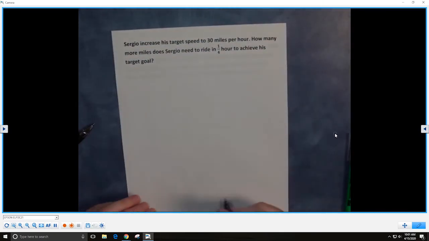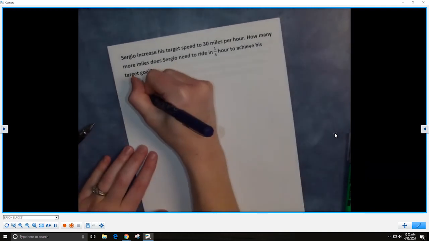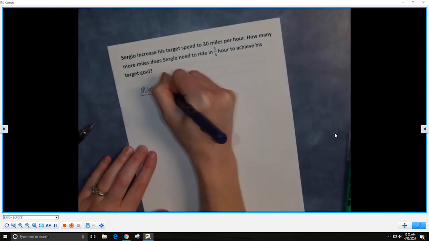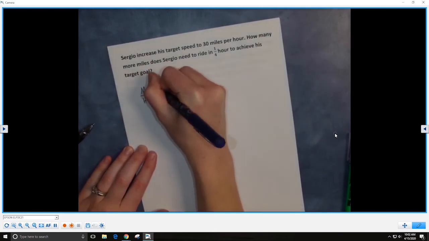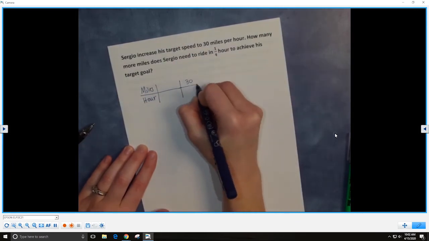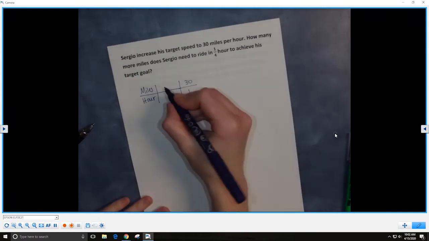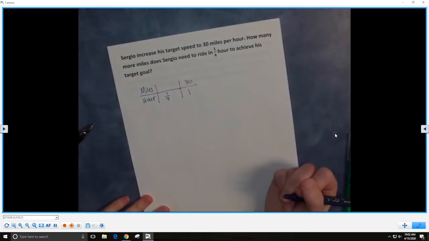Sergio increases his target speed to 30 miles per hour. How many more miles does Sergio need to ride in 1/4 of an hour to achieve his target goal? Well, I'm going to set up a table. You can do this whichever way you choose. So we're talking about miles, and we're talking about hours. Well, we know that he can go 30 miles in 1 hour. But we want to know how many more miles he needs to ride in 1/4 of an hour to achieve his target goal.